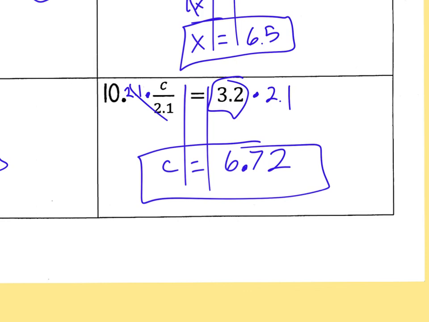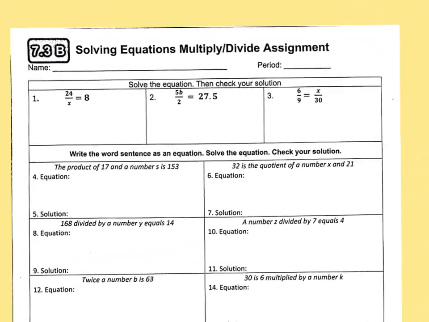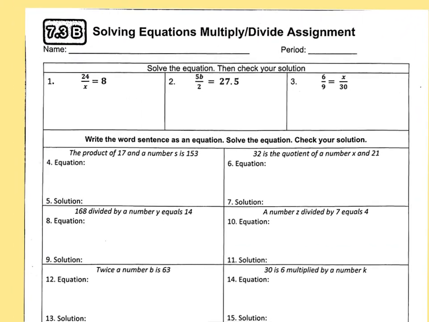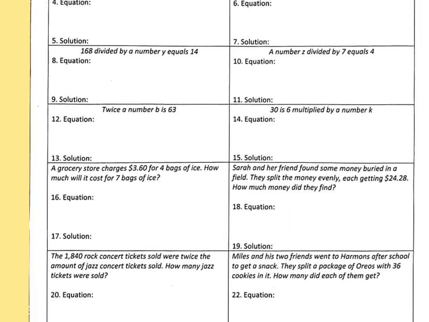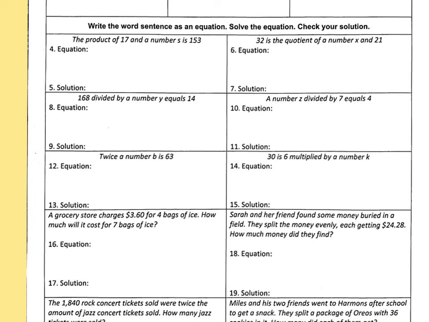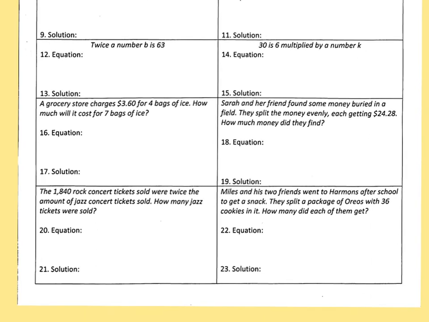All right, let's look at your assignment. All right, guys, I'm looking at the assignment right here. We start out number 1, 2, and 3. We are just doing what we did on the practice side. Then we get down to the rest of the questions, and it is asking us to turn number sentences into equations, and in some cases it wants us to turn some word problems into equations.